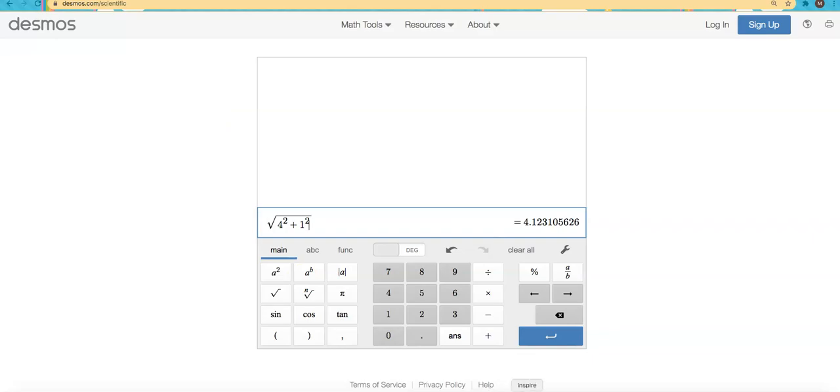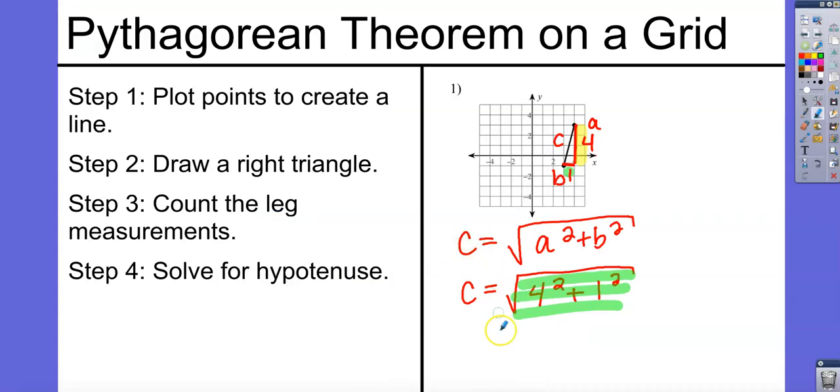So I'm going to go back to my work. And I'm going to put C equals, or the distance equals, or the length equals, whatever the problem is asking for, 4.12. And that's it. So we're using the same thing we learned last time, just on a different type of problem. Okay, so I'm going to go on to the next slide.